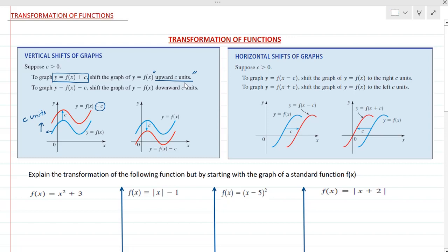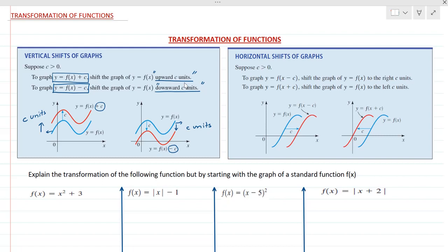Now similarly here, if it is minus outside the function, it is shifted downward. The graph is shifting downward. This is the original function and here it is shifted down. Why? Because of the minus c. So it is down by c units. So this is the vertical shifting.